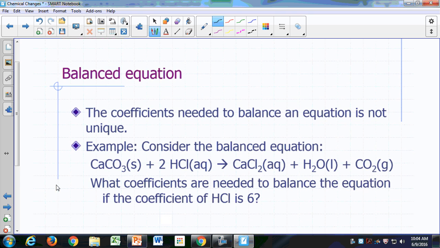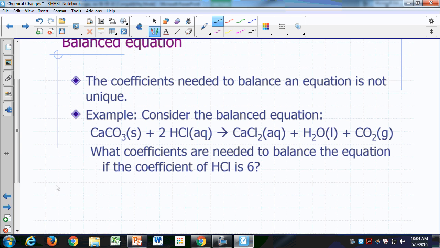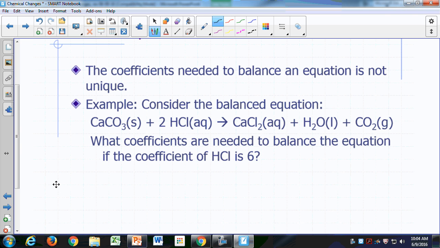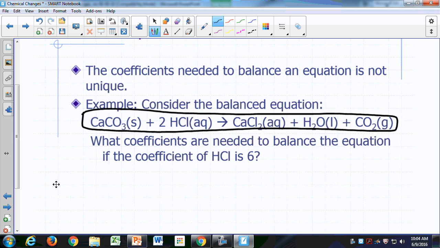Now, there isn't a unique way to balance a chemical equation. Okay? The coefficients needed to balance a chemical equation are not unique. So, for example, let's look at this example that we had again. The coefficients are, remember, 1, 1, 2, 1, 1, 1. Well, what happens if I change my coefficient of HCl to 6? Well, from 2 to 6, all I did was multiply that by 3. So to maintain the equation's balance, I can just multiply all my coefficients by 3.